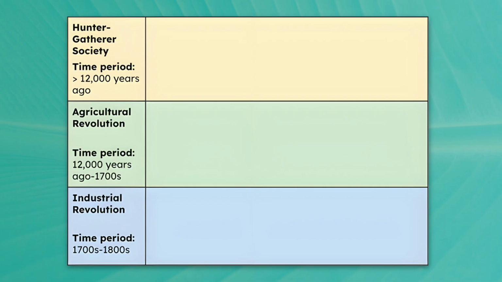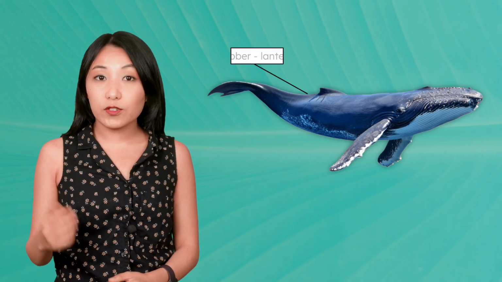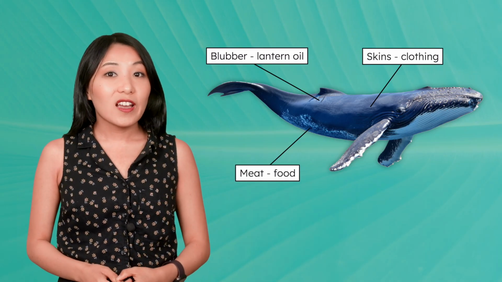One major positive impact of this lifestyle: hunter-gatherers generated very little waste. They respected the value of the animals they were hunting and used all parts of the hunted animals: blubber for lantern oil, skins for clothing, and meat for food. They also used all parts of the plants they harvested, maximizing efficiency.